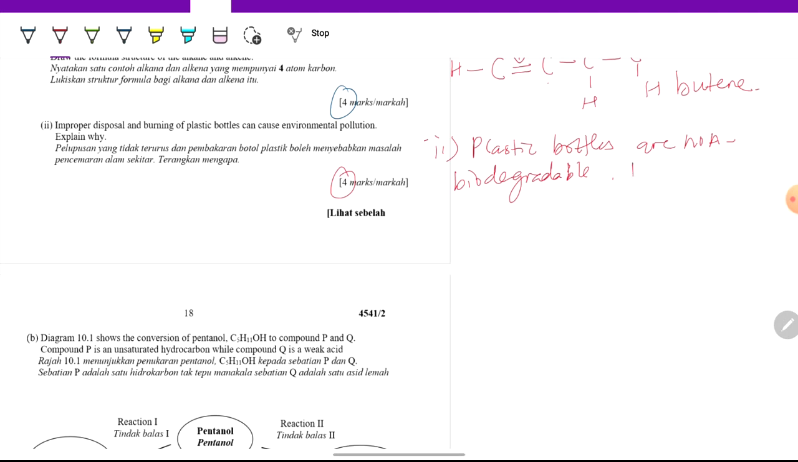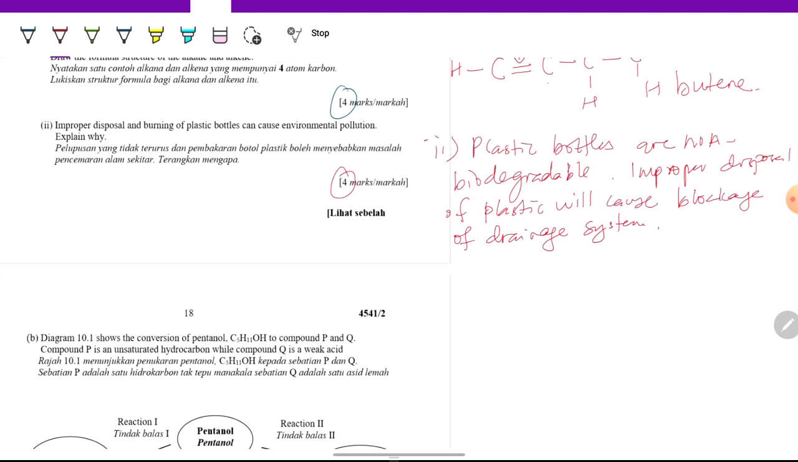Improper disposal of plastic will cause blockage of the drainage system. Then later it will cause flash floods.